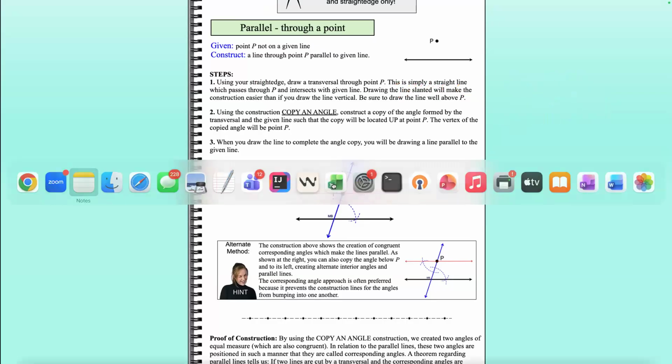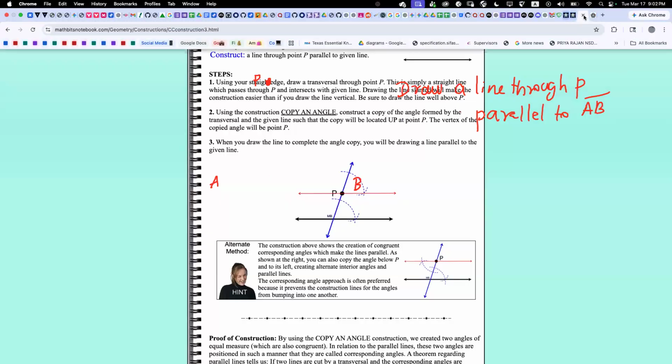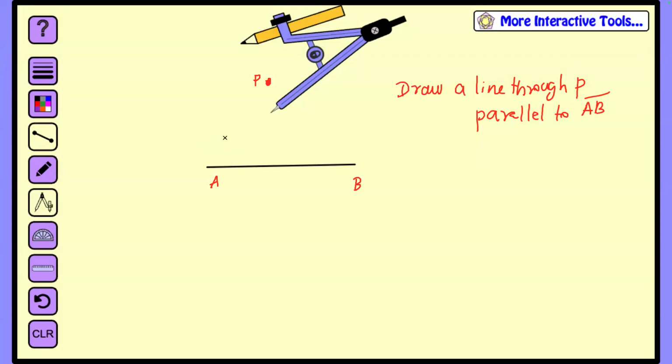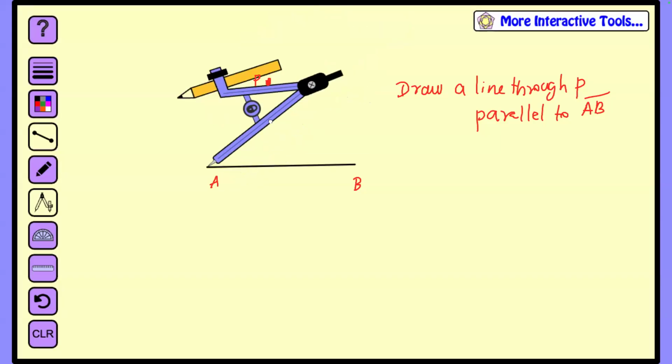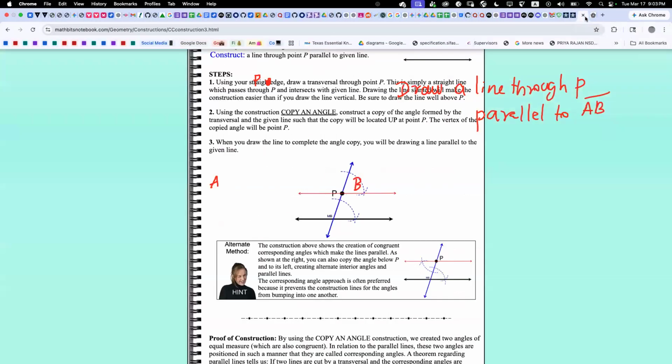So what do you do? I'll tell you here. I have to draw a line through P that's parallel to AB, right? It's pretty similar to copying a line segment. Let's see what to do. So I have to draw a line through it parallel to this line segment. Makes sense.